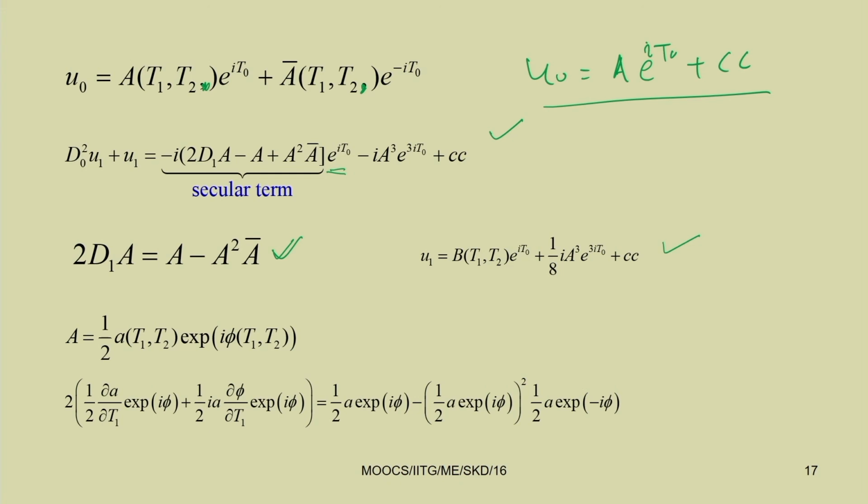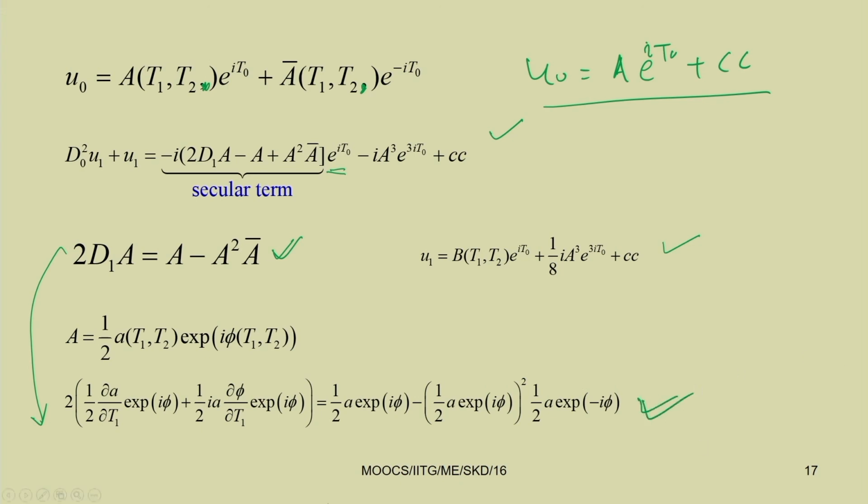Now by substituting this u0 and u1 in the other equations, we can proceed, or if you want the first order solution, here itself you can substitute A equal to half a e to the power i beta, or i phi. By substituting A equal to half a e to the power i phi, this term can be written equal to 2 D1 A. By substituting, we got this equation.